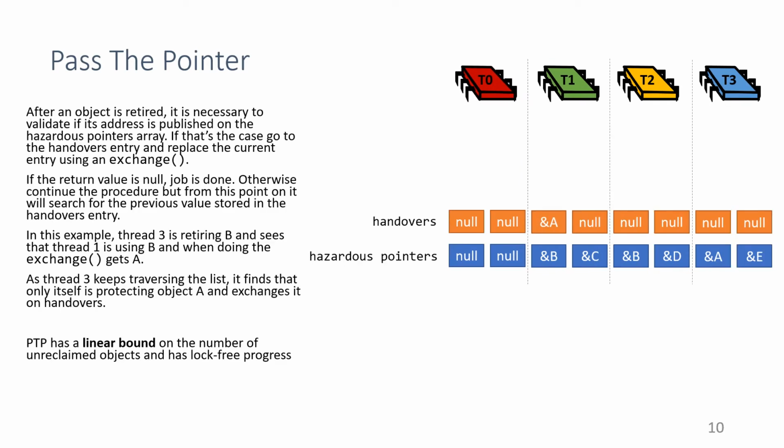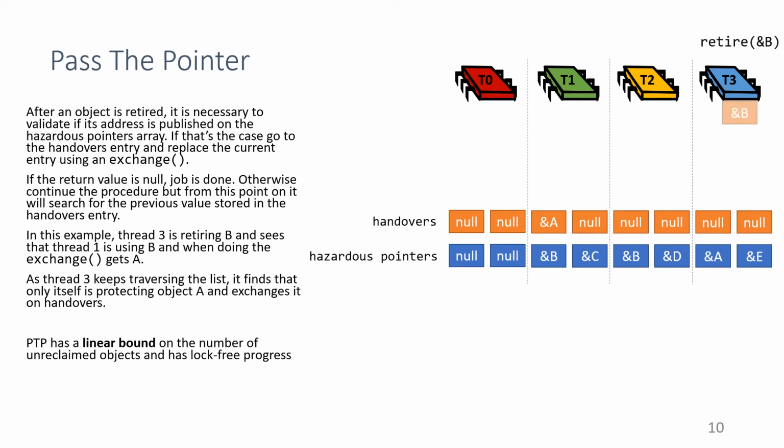When an object is retired, the retire method must validate if the address of that object is published in the hazardous pointers array. If a hazardous pointer is found, the object is placed in the associated handovers entry with an exchange instruction. If the previous value is null, the retire method ends. Otherwise, it will continue with the new value from this point on, searching on the hazardous pointers array. It will only delete the object if no hazardous pointers are found.